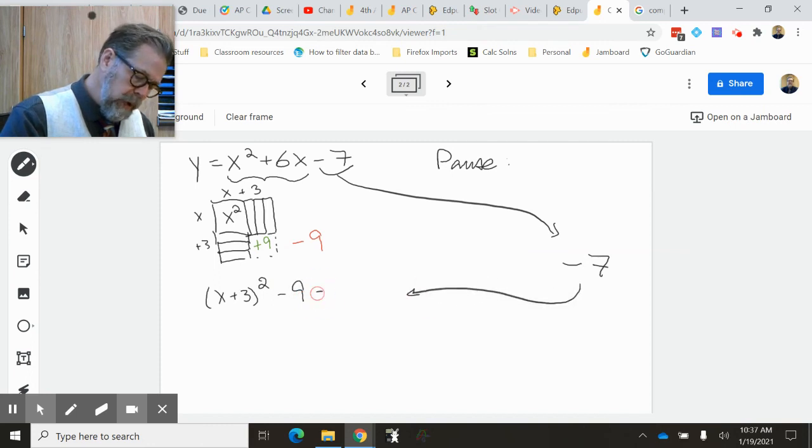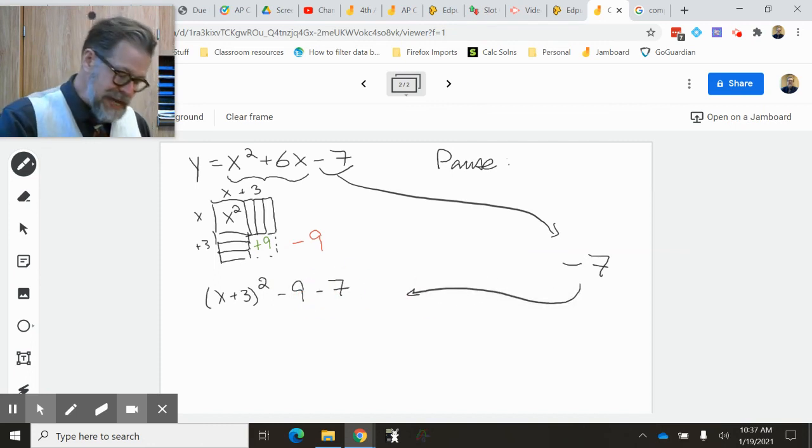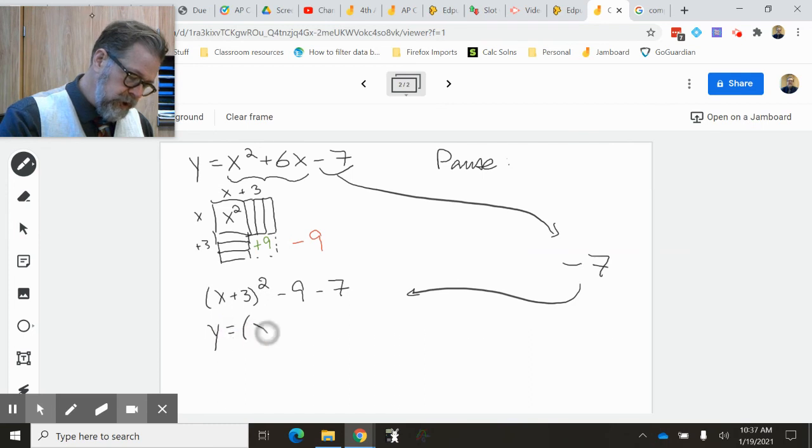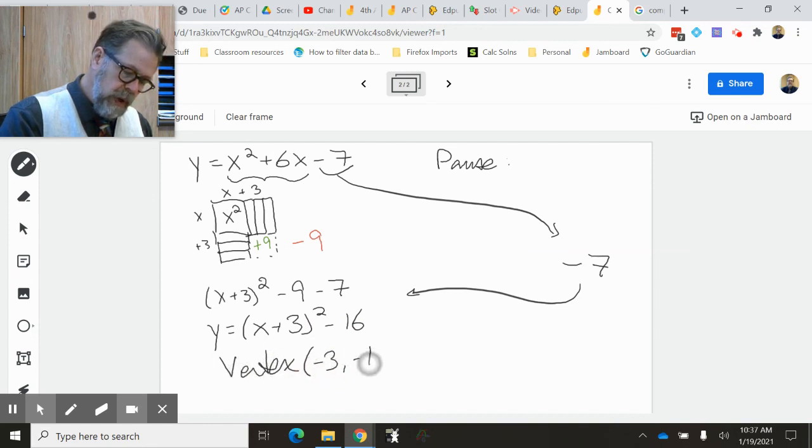And then I will bring my minus 7 back, giving me the equation y equals x plus 3 squared minus 16, which means that this parabola has a vertex at negative 3 comma negative 16.